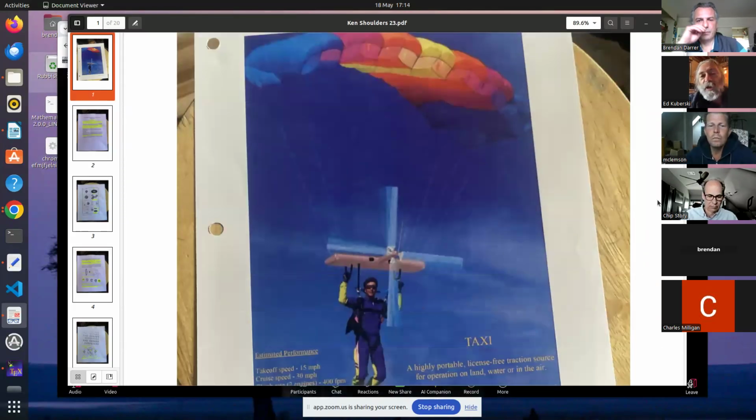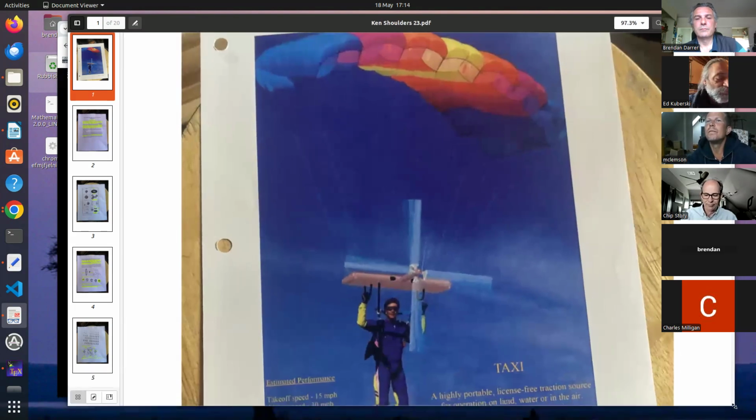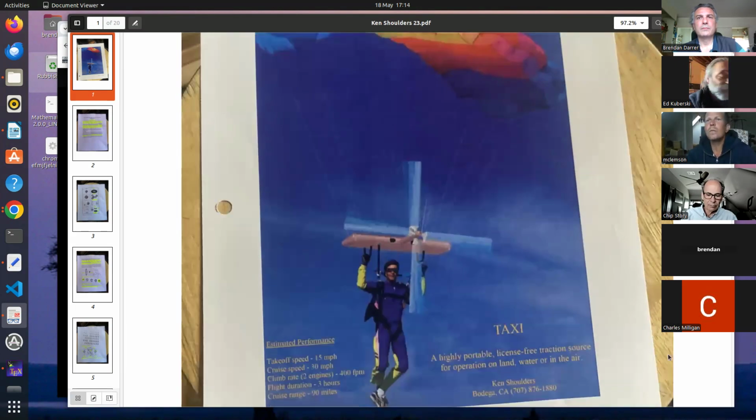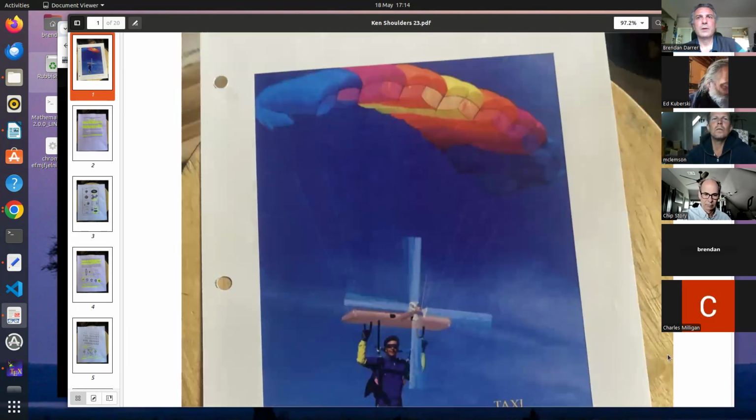Today we're going to do Ken Shoulders number 23, from the information that Chris Beskar gave me. Chris was in a business relationship with Ken Shoulders to use some of the charge cluster technology that he had. But today I have something kind of interesting that Chris did send me. It is from Ken Shoulders.